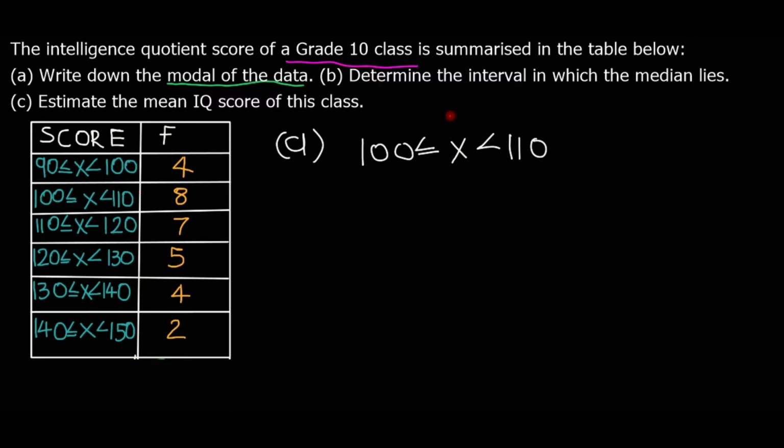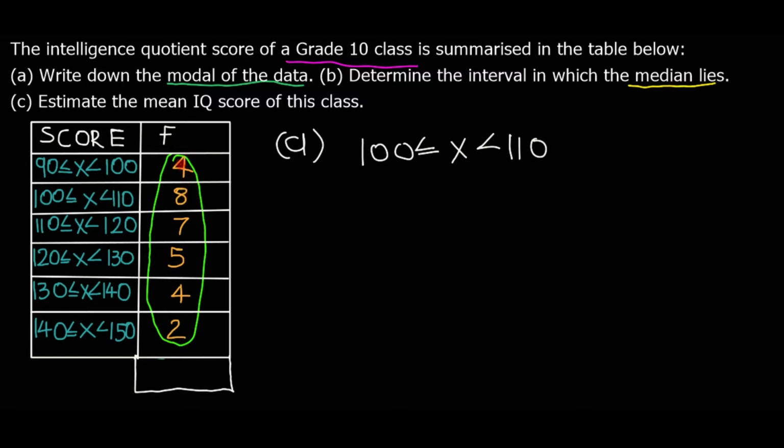Part B says, determine the interval in which the median lies. Remember, the median is the middle value. When we deal with ungrouped data and want to find the median, we find it in this way, but there is another way. In some other textbooks, other teachers prefer to add a cumulative frequency column. But now I'm not going to add that column, so I will use this method.